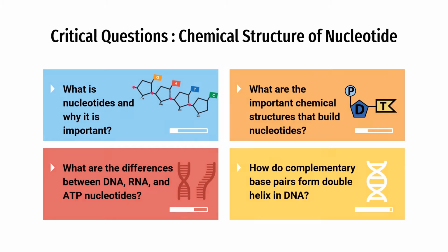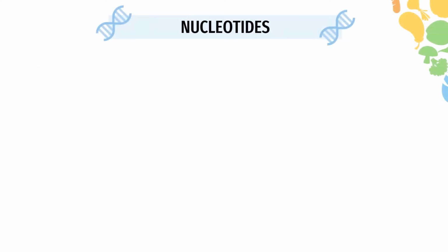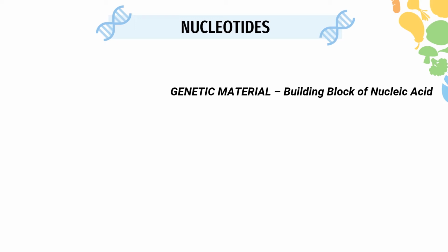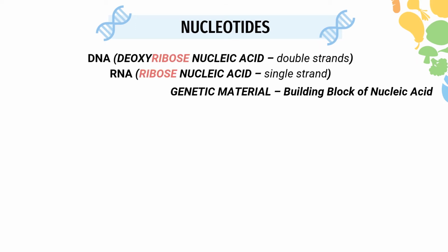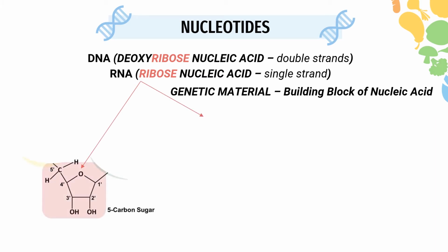Okay, let's go! A nucleotide is the basic building block of nucleic acids. RNA and DNA are polymers made of long chains of nucleotides. A nucleotide consists of a sugar molecule, either ribose in RNA or deoxyribose in DNA. This sugar molecule is attached to a phosphate group and a nitrogen-containing base.